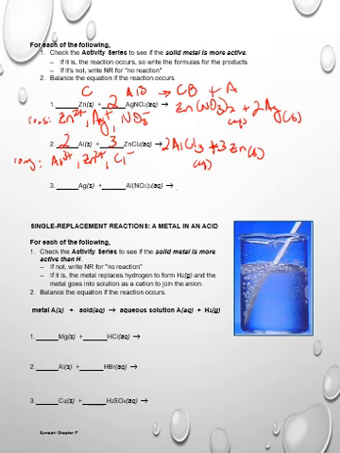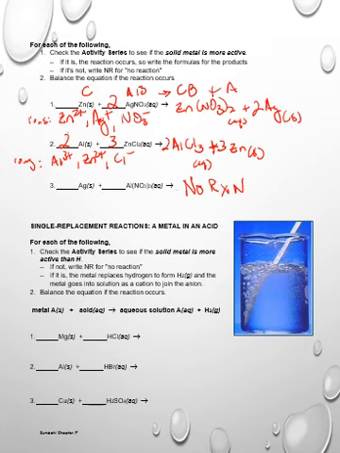And in this example, because of the fact that the silver is by itself while the aluminum is already in the compound, we can therefore say, because the aluminum is more reactive, that this will be no reaction.